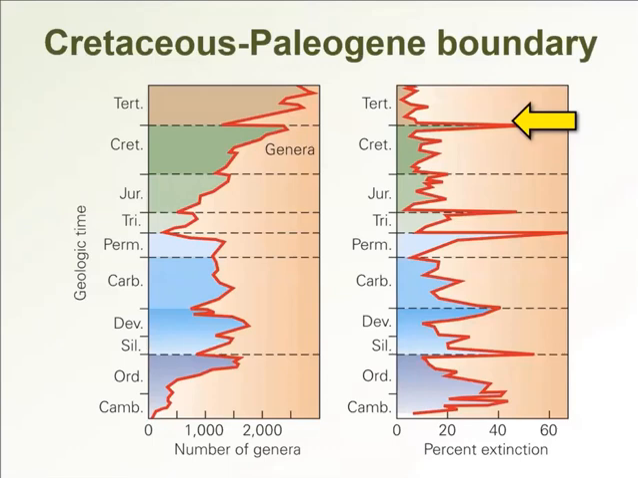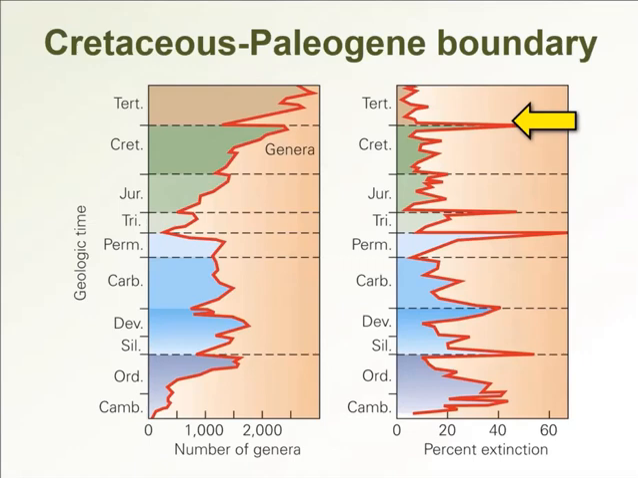So this is graphs showing the number of genera and then extinction for various time periods. So when you have low numbers of genera and high percentage of extinction, that's one of these mass extinction events. And the Cretaceous, the next period, it used to be called the Tertiary. So you may have heard the term KT. K is the abbreviation for Cretaceous. T would have stood for Tertiary. Now we call it the Paleogene, so now it's called the KPG. So KT, KPG, same thing.